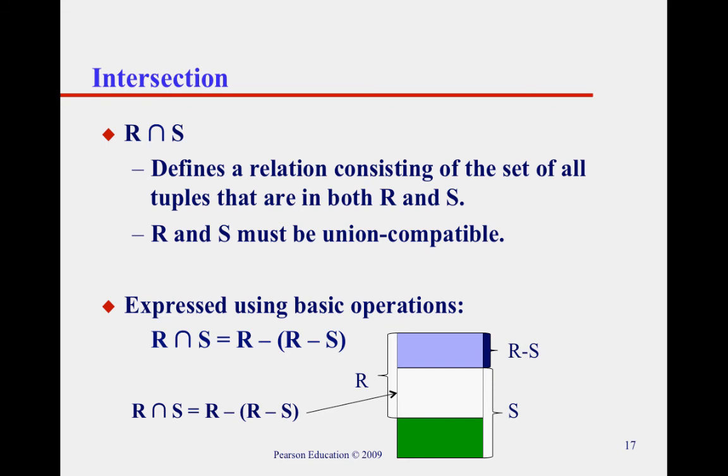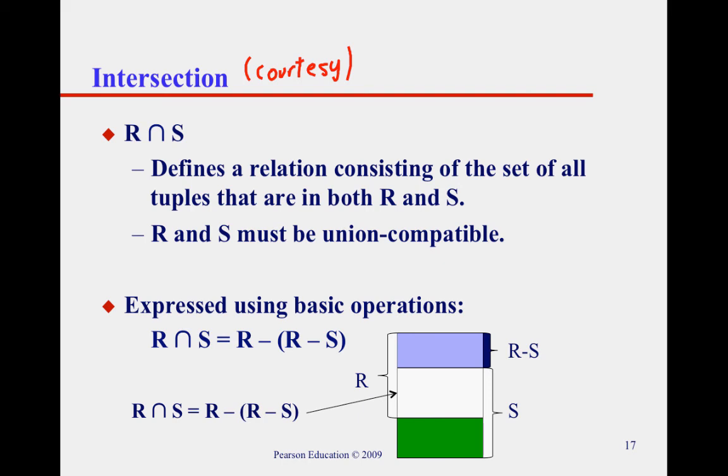Now we come to our first derived operation, our first courtesy operation. So this is a courtesy operation because it can be derived using set difference. So I think we're all familiar with intersection. Again, needs to be union compatible. So for example, we might want all people who are both administrators and professors. We would take an intersection of the two.